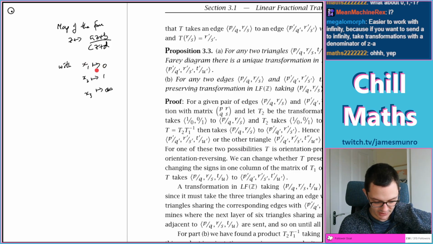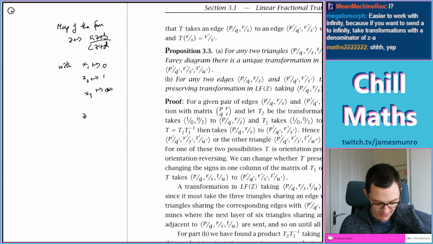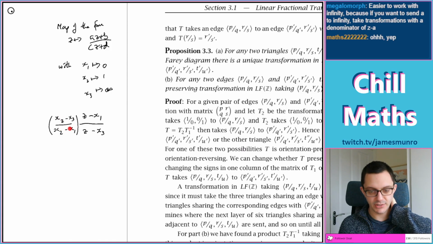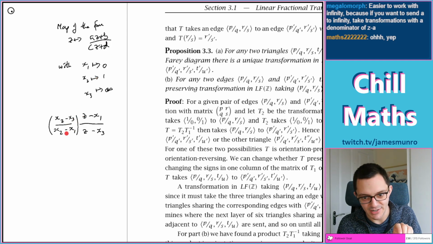Because then x1 goes to 0 tells me that I'm supposed to have a multiple of z minus x1 upstairs. x3 goes to infinity says I'm supposed to have a multiple of z minus x3 downstairs. And then x2 goes to 1 tells me that the coefficient I should write out the front here is x3. So that's a number out the front, which I could imagine multiplying. You know, really, to get it in this format, I should tell you that a is this number and b is minus x1 times that number.